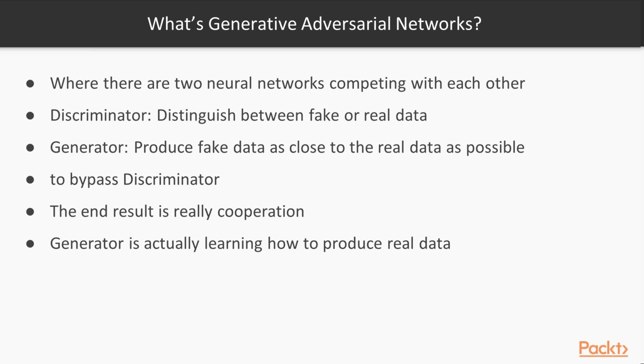And the end result is really cooperation. This might seem counterintuitive, but the generator is actually learning how to produce real data because it gets its feedback from the discriminator. These networks are called generative adversarial networks, but the result is that both pretty much benefit from this arrangement.